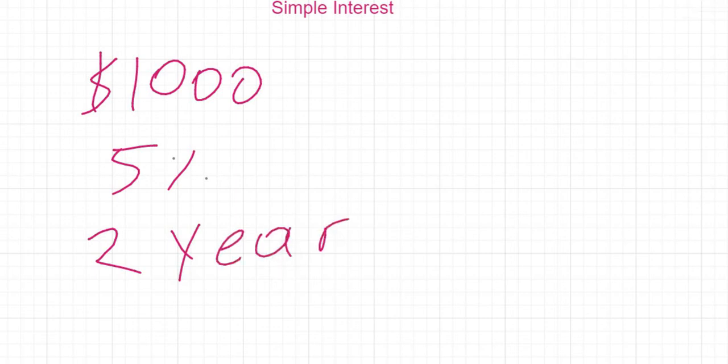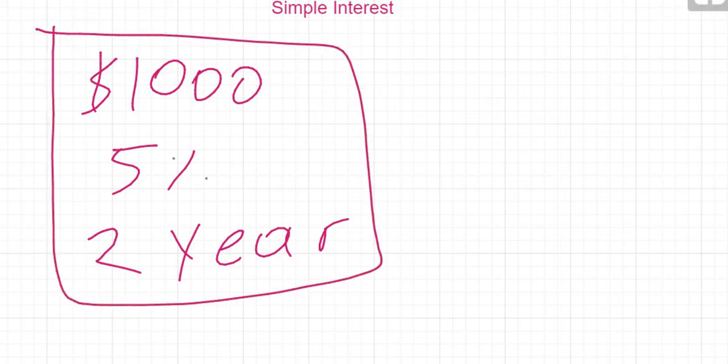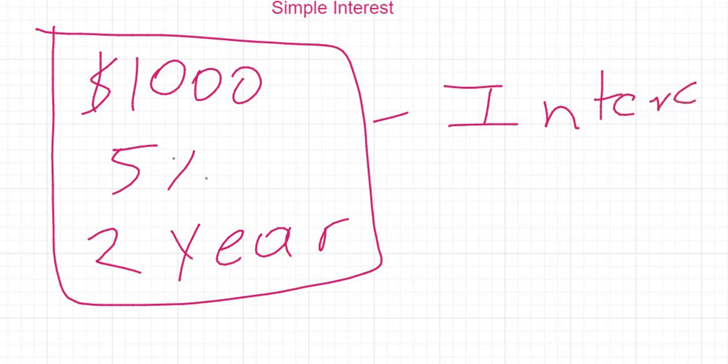If we plug this in to work it out, this is calculating what we call interest. Simple interest is just an easy way of calculating interest year after year, or year by year. It's a very simple way, so we could just work this out in our heads.